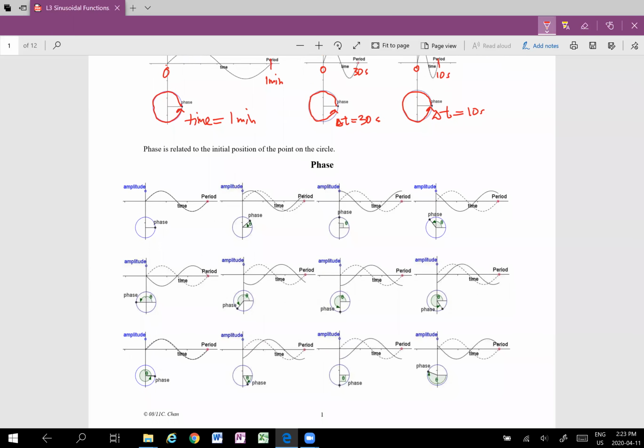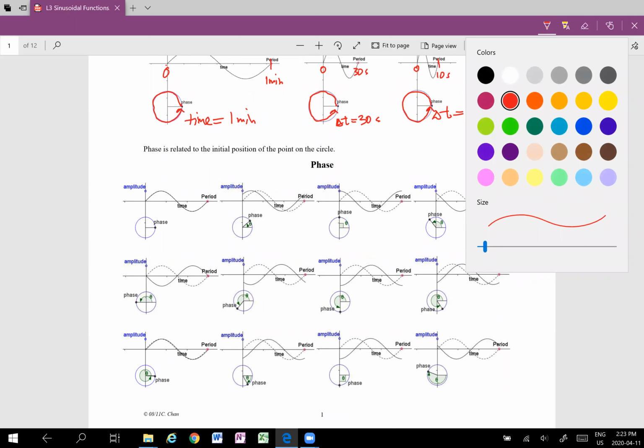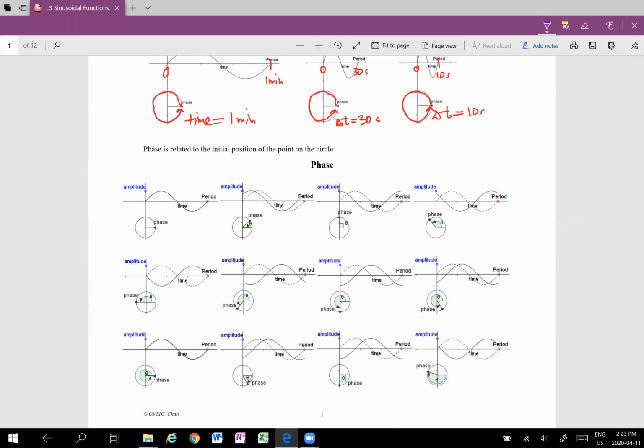The last part of this chart is unfortunately not animated. Phase is actually related to the initial position of the point on the graph. What you're supposed to be looking at, first of all, is if we go counterclockwise around the unit circle and take snapshots of that point, you can see its position on the y equals sine x graph is a little different. That dash mark is really the reference of the sine graph.